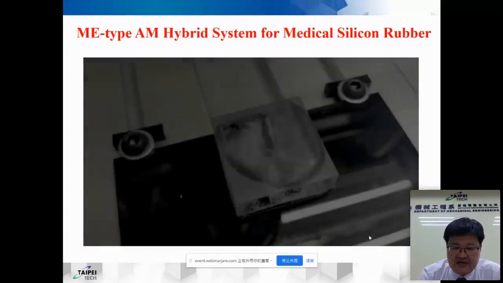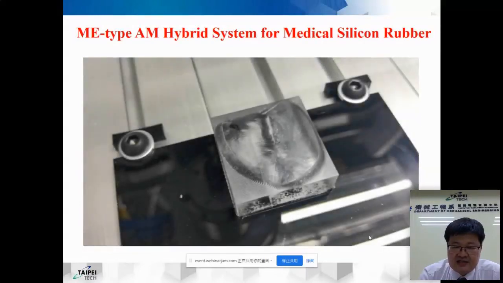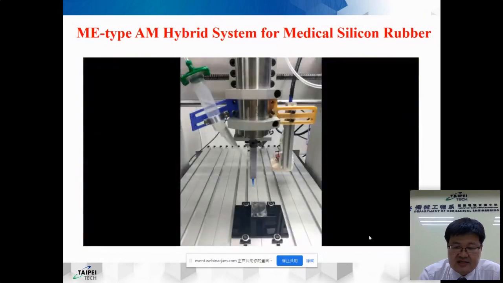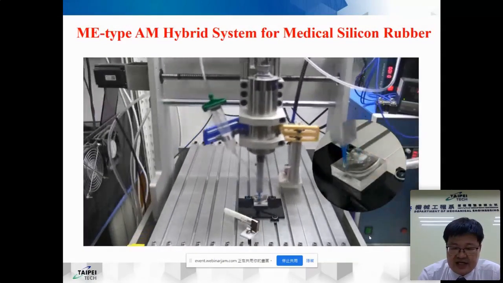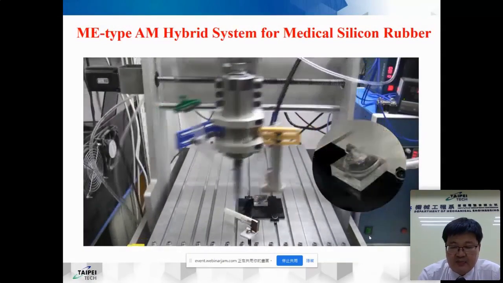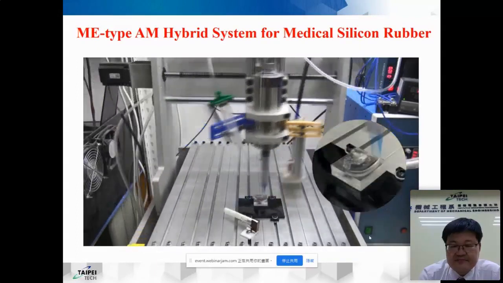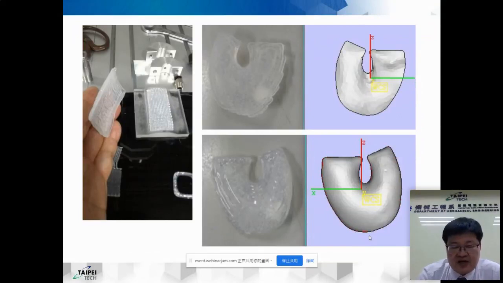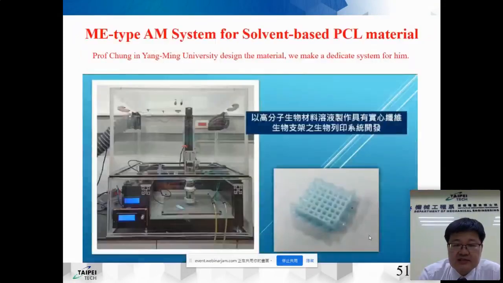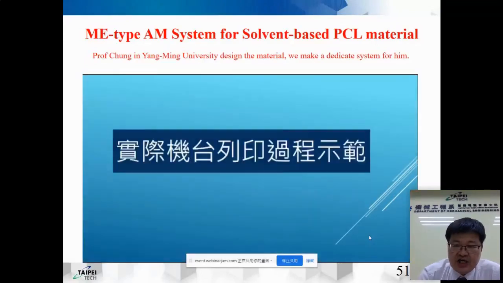Then we put additive later on. So after subtractive, we add silicon on the top, layer by layer. The printing is not on a plane, it's on a 3D surface. That's the result. We can make a silicon object. And also for bio issue, for the biomaterial, that's a special machine.